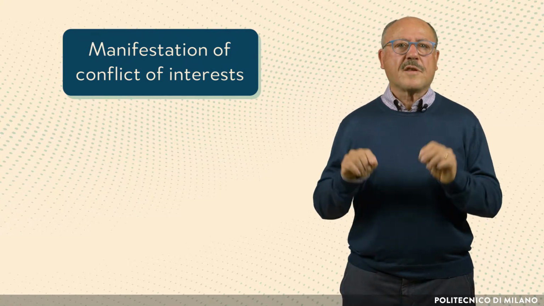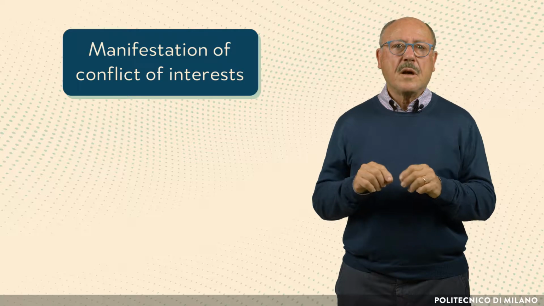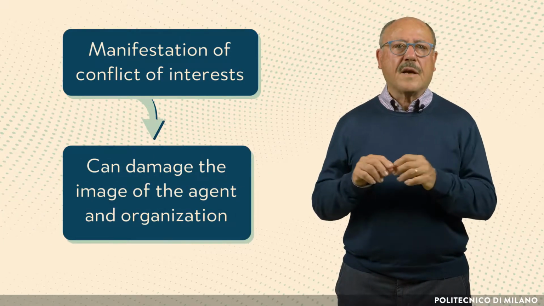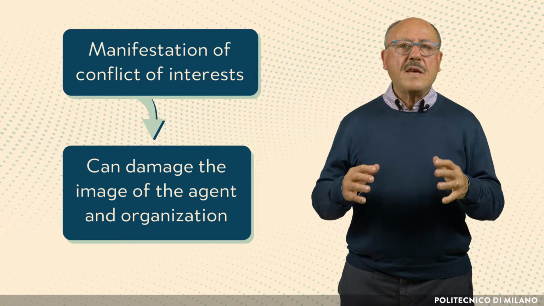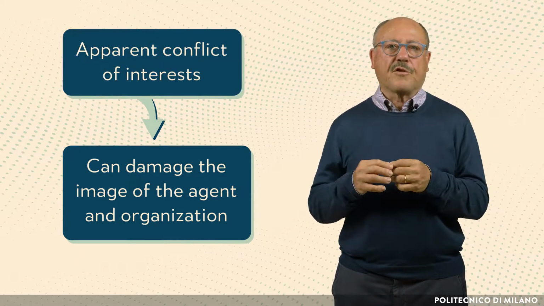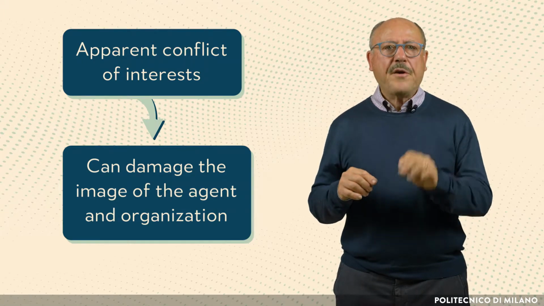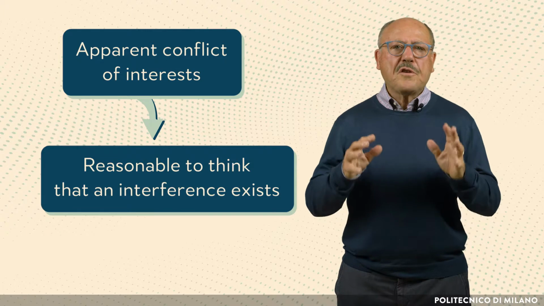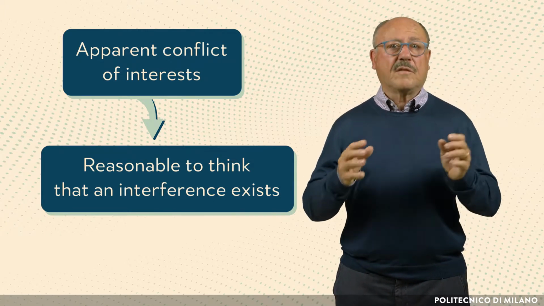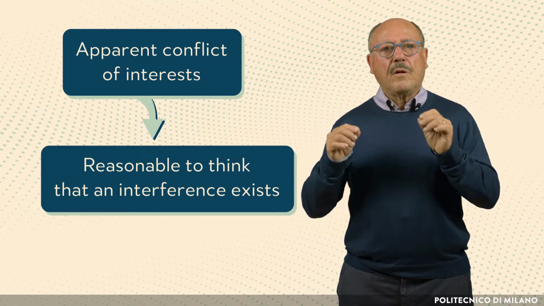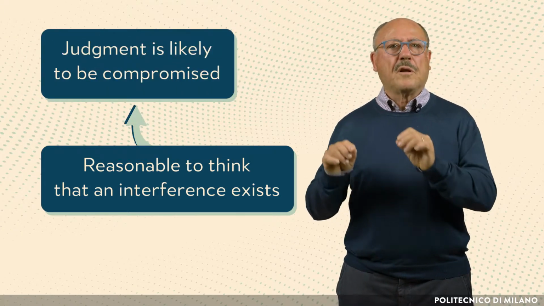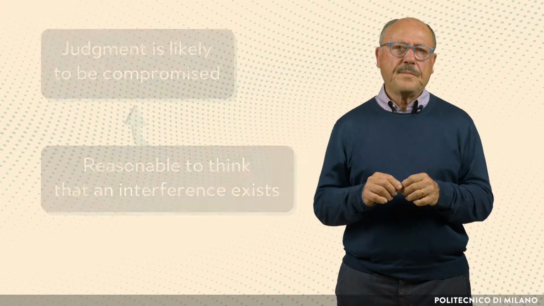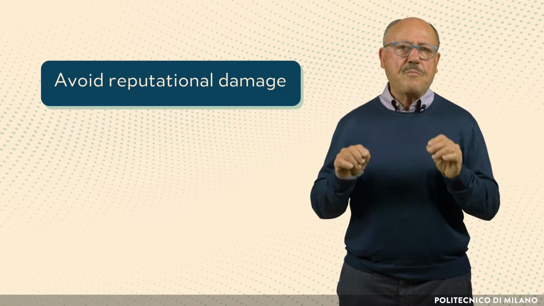Conflicts of interests should always be avoided. Manifestations of conflict of interests in research are serious misconducts which can damage the image of the agent and the organization in which he or she operates. Sometimes this reputation damage may even be caused by an apparent conflict of interests, which should also be avoided. An apparent conflict is a situation in which, although the secondary interest of the agent does not interfere with the primary, a reasonable external subject would think that an interference exists, and therefore the professional's judgment is likely to be compromised. The reason to avoid even apparent conflict of interests is just to avoid any reputational damage.